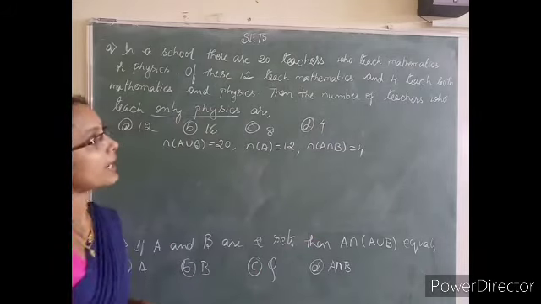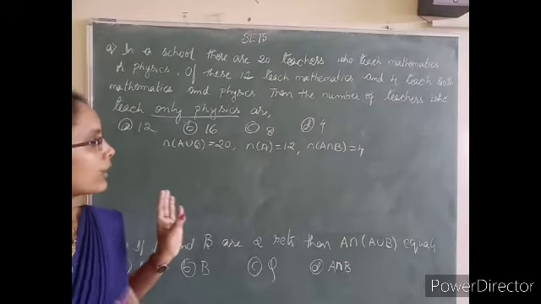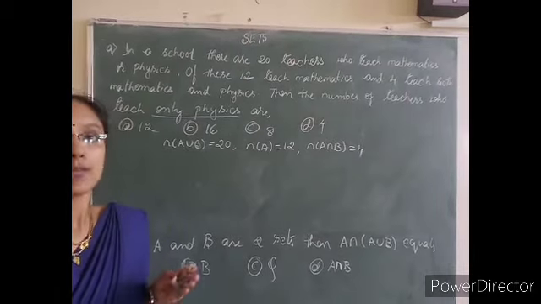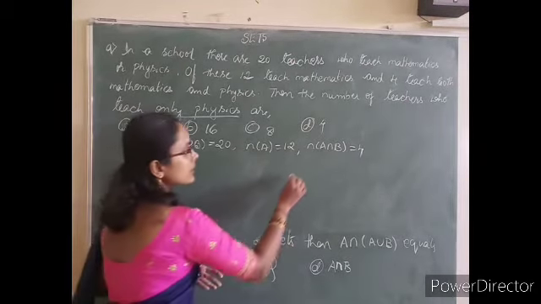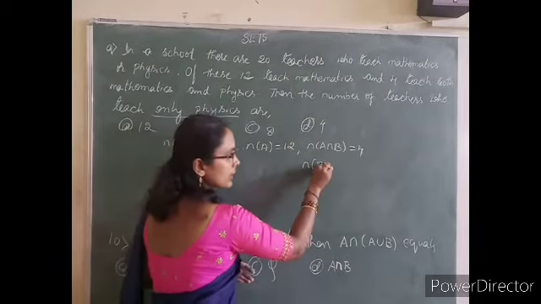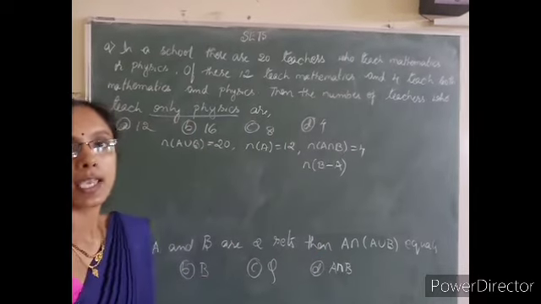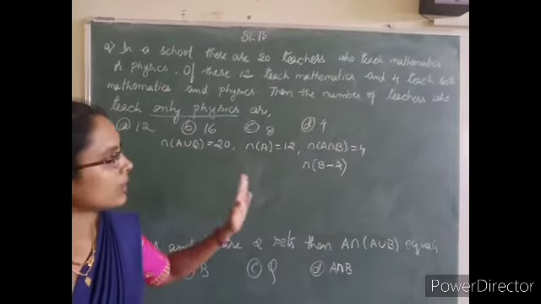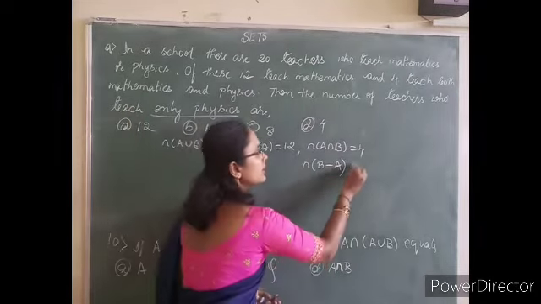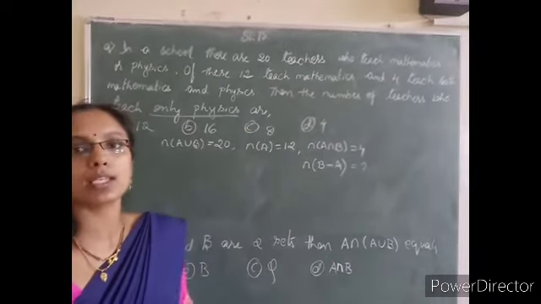So we want finally the number of teachers who teach only physics. If you calculate n of B, that shows the number of teachers who teach physics. I want only physics. That means I have to calculate the number of teachers who teach only physics. That is B minus A, the set of all elements of B which are not in A. So you have to calculate this one. To calculate this, before this I have to calculate n of B.